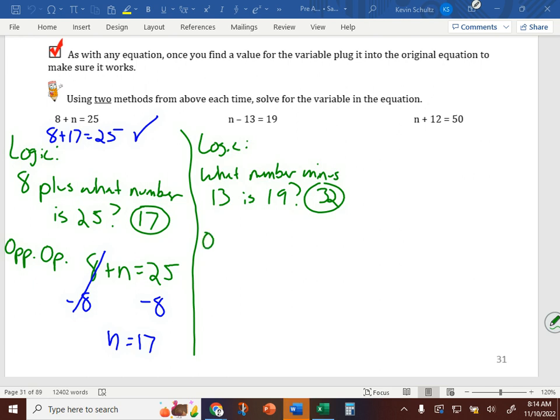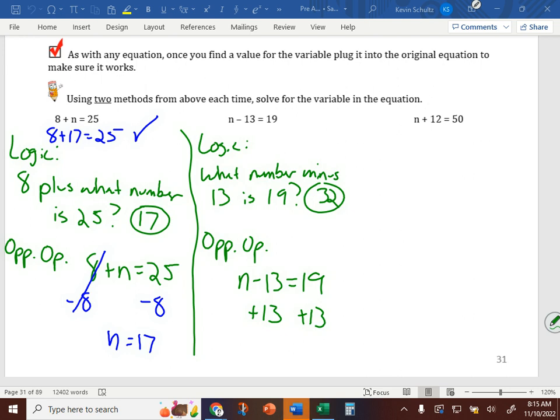Using opposite operations, or op-op, n minus 13 equals 19. We need to remove that negative 13 from the left side. Remember yesterday we talked about that with subtraction and addition really, but more importantly here, that sign belongs to the 13. Since it's a negative 13, what's the opposite of that? Opposite of subtracting 13, adding 13, right? In this case, the opposite operation of subtraction being addition, we're going to add 13 to both sides.